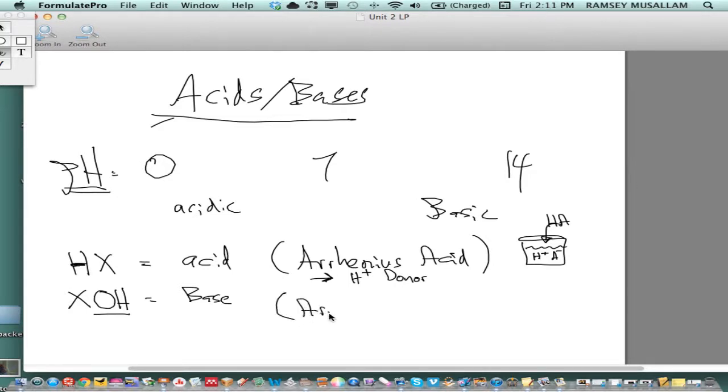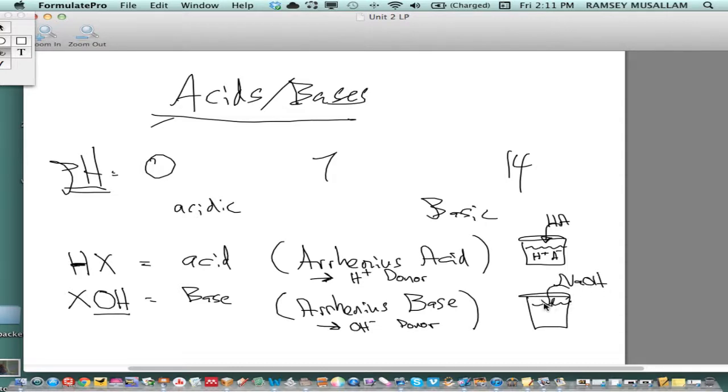This is called an Arrhenius base. And what do you think an Arrhenius base is? An OH- donor. So likewise, if you have a solution and you put NaOH in it, you're going to get Na+ ions and OH- ions. There's the donor piece. Now, it's just some guy who came up with these names. Don't worry about it. That's what they call it.